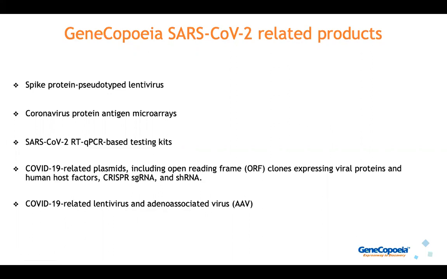Then I'm also going to discuss coronavirus protein antigen microarrays. Next, I'm going to go into some qPCR-based diagnostic testing kits that we have for the COVID-19 coronavirus. And then finally, I'm going to talk about the COVID-19 related plasmids, which include many different product types that I just mentioned, as well as COVID-19 related lentivirus and adeno-associated virus.